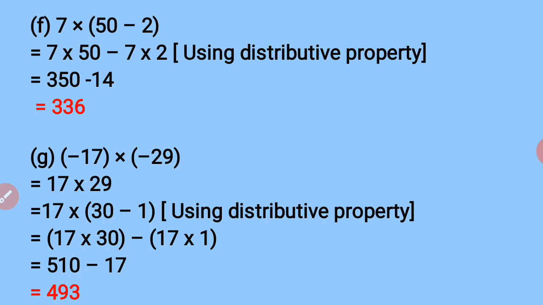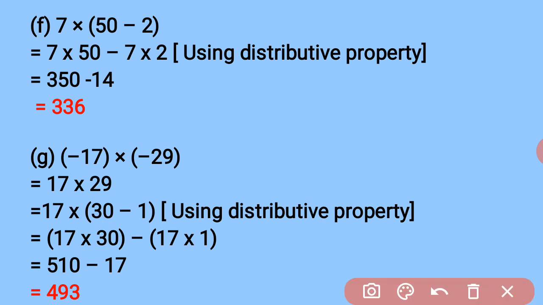Both negative numbers to be multiplied will give you a positive answer. So let's remove that negative sign. So minus 17 into minus 29 actually means we are multiplying 17 and 29, because we all know we will get a positive answer. Now children, this 29 is expanded as 30 minus 1.